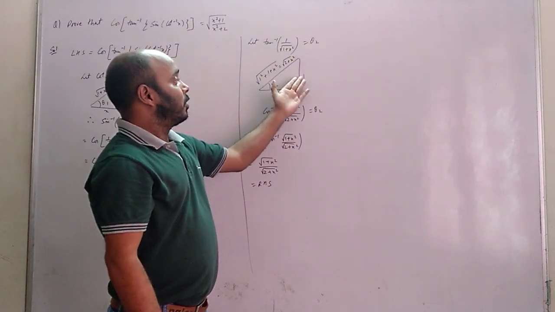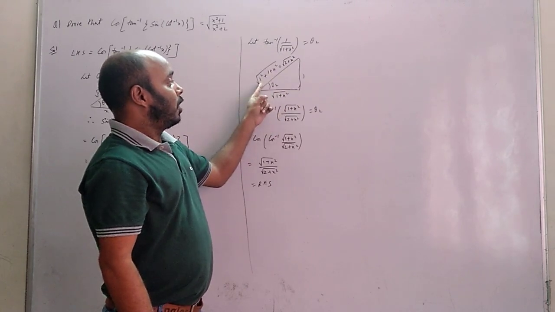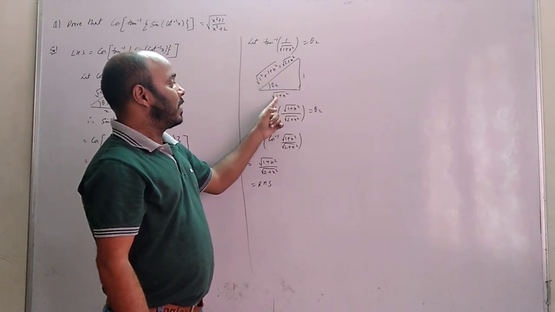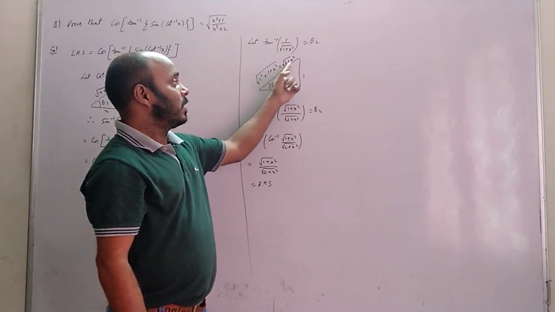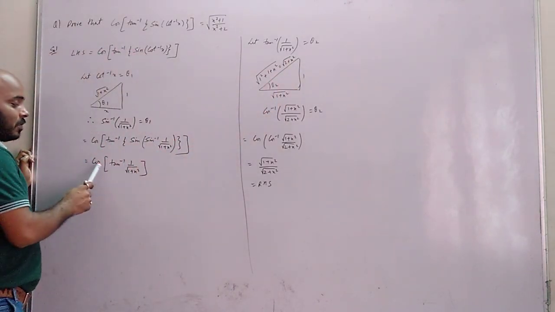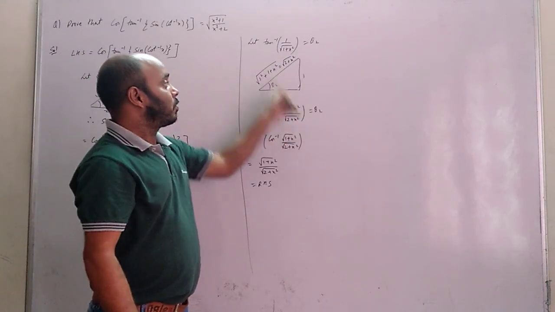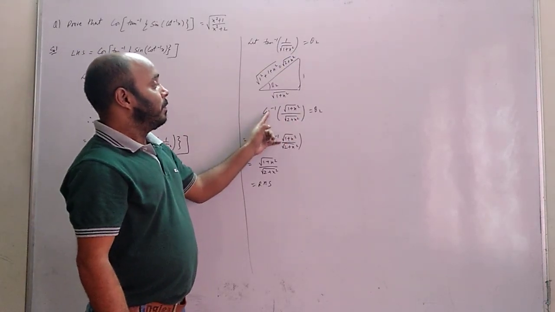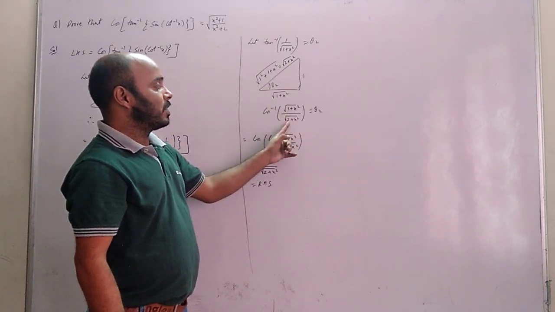Perpendicular by base. Perpendicular is 1. Base is this. Find this: under root perpendicular square plus base square. Under root whole square is 1 plus x square only, that is 1 plus 1 plus x square, so 2 plus x square. So now I need to convert this tan inverse into what? Cos inverse. Why? Because we have cos. So what will cos inverse be? Theta 2 equals cos inverse base by hypotenuse, under root 2 plus x square.